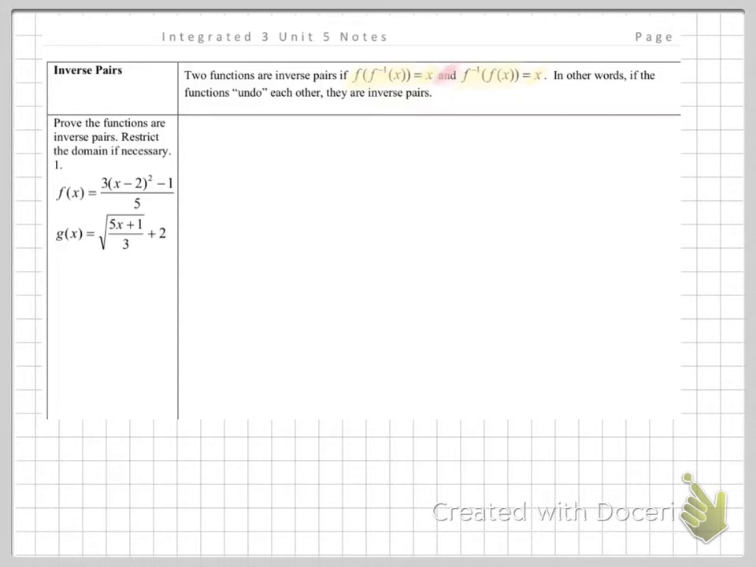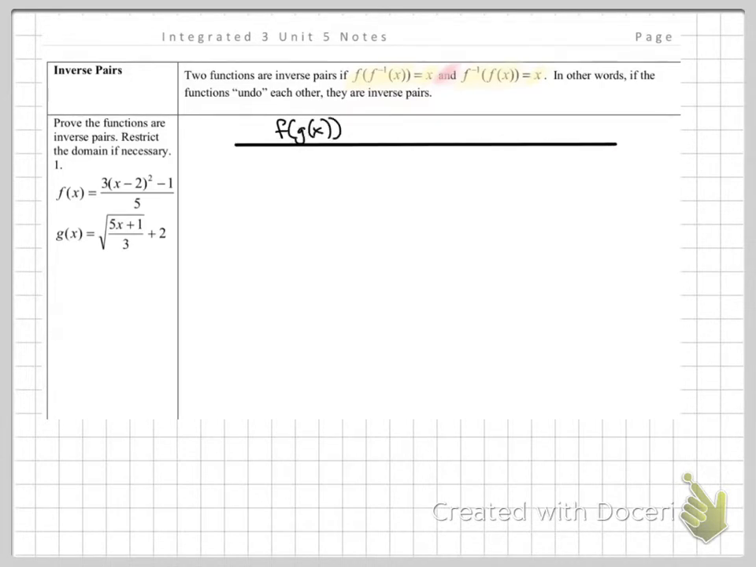So if you do f of f inverse of x, you should get an answer of x. And if you do f inverse of f of x, you should get an answer of x. So this is how we are going to prove it. We are going to make a table. And on one side, we're going to do f of g of x.